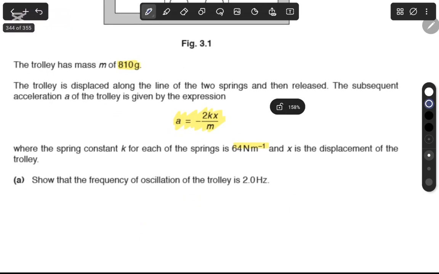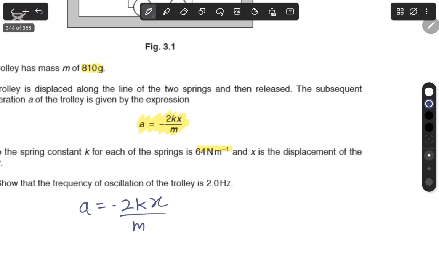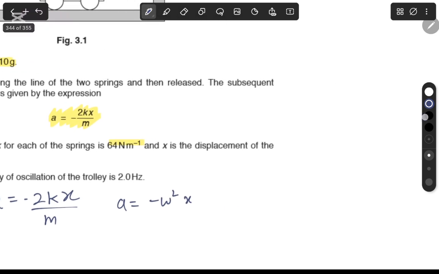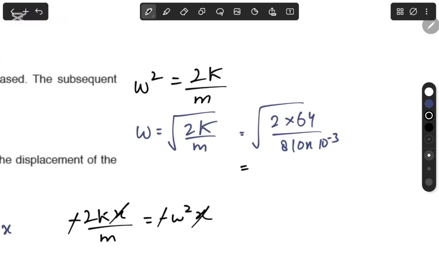Either way, you know that acceleration a = -2kx/m. We also know one of the key equations for simple harmonic motion is a = -ω²x. If I equate both of these, I get -2kx/m = -ω²x. Cancel the minus and the x, and I get ω² = 2k/m. Then I solve for ω, plugging in all the values, converting the mass to kg, and I get 12.57 rad per second.